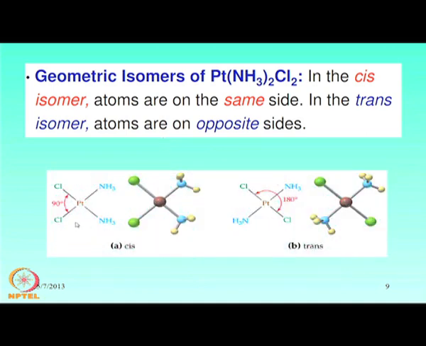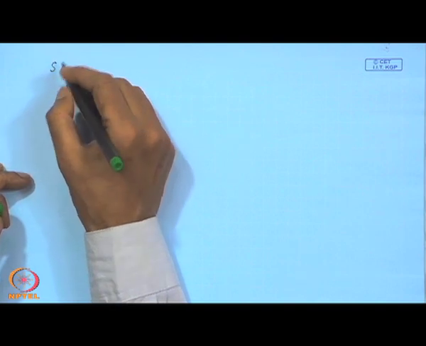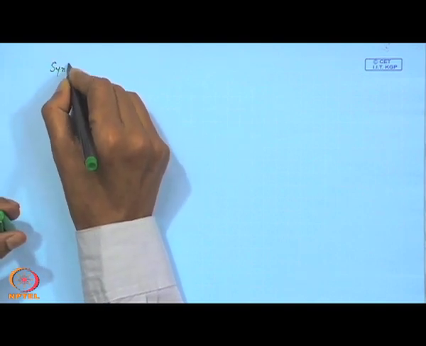This is what we have just seen: in case of platinum, in the cis compound the Cl-Pt-Cl bond angle is around 90 degrees, which is this particular one. In another case, the Cl-Pt-Cl bond angle is 180 degrees. So, these two compounds have the same composition, but the synthesis of these two compounds we will discuss separately.